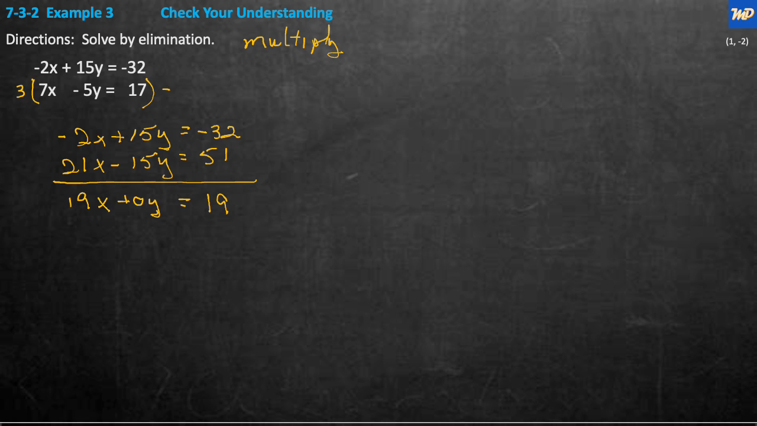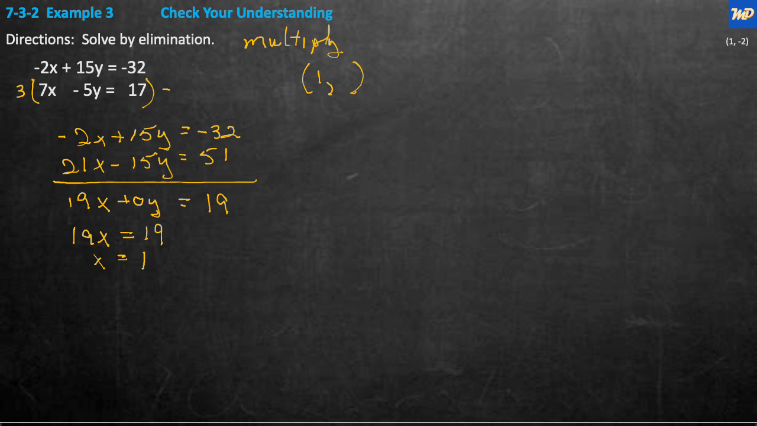50 minus 30 is 20, and the ones will give us a 19, right? Because we're going to subtract 2 from the 1. So now we have what? We have 0y. So that y is gone. So now we have 19x is equal to 19. So x is equal to 1. So we got the x value. We're going to say our x is 1.